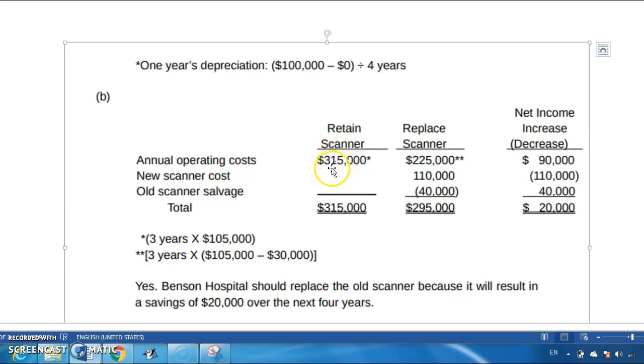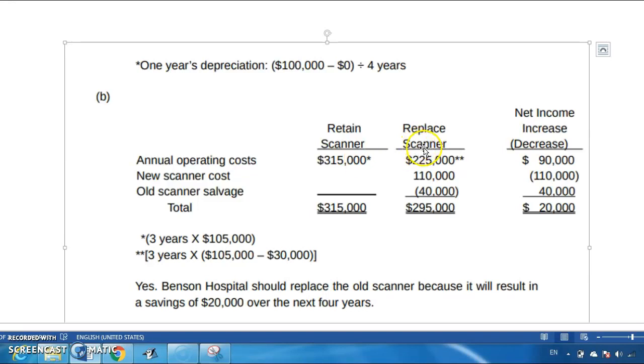The annual operating costs, if the hospital doesn't want to replace the scanner, is going to cost the hospital $315,000. That is for the remaining 3 years that it has. And if you look at it, this is how we get it here. 3 years times 105,000, then it's going to give you this amount. This is the annual operating cost that it will cost the hospital if they retain their old scanner.